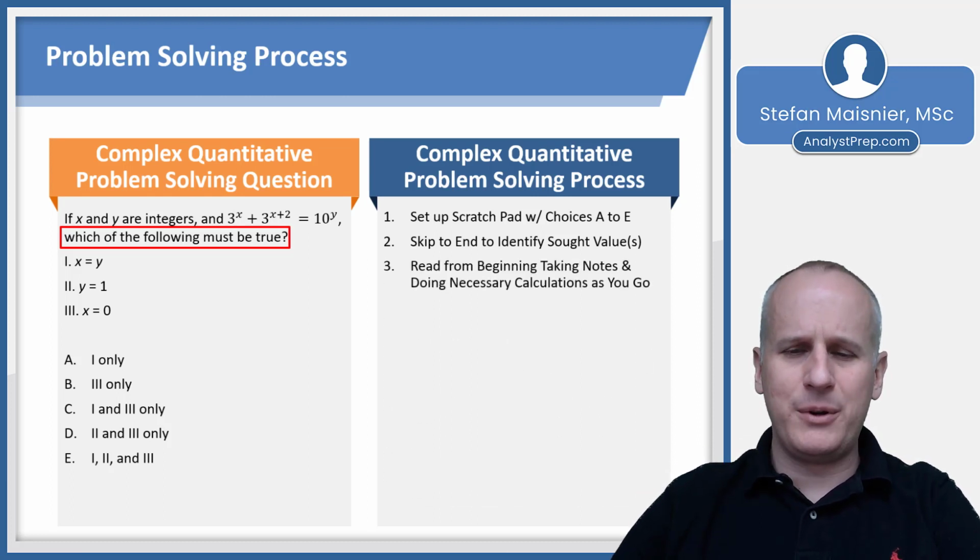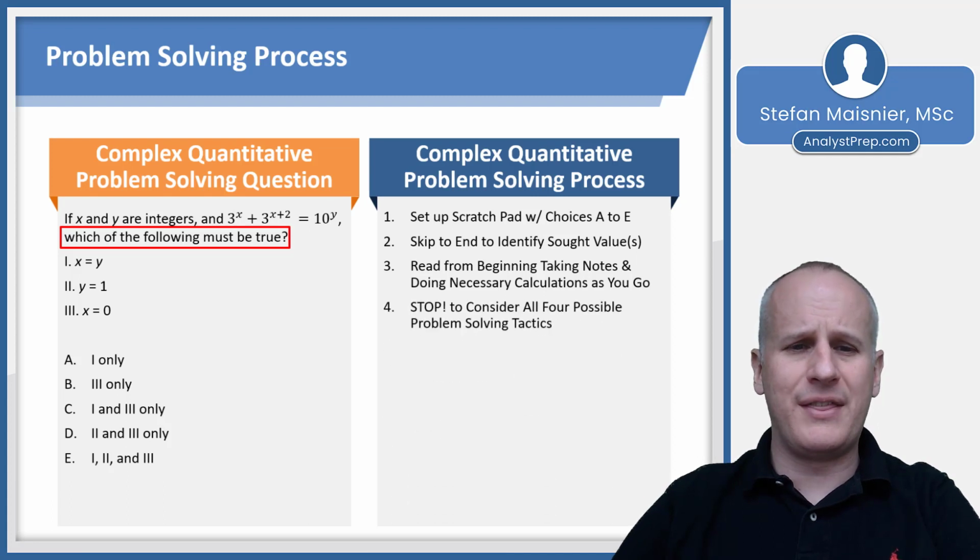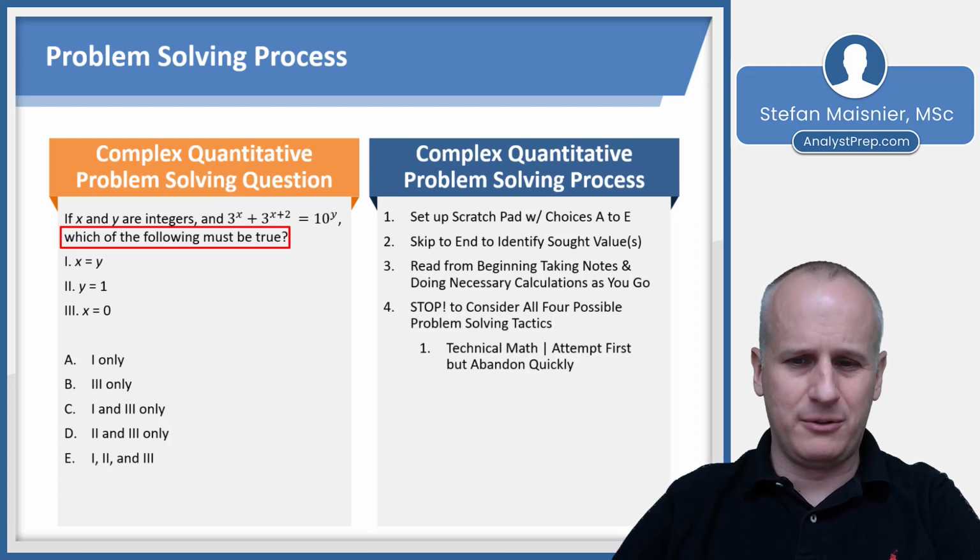So now we read from the beginning, taking notes and doing necessary calculations as we go. And we know that X and Y are integers, so no fractions are allowed. And we learned that 3 to the X plus 3 to the X plus 2 is equal to 10 to the Y. Now we want to consider all 4 possible problem-solving tactics, and we'll spend some time talking about them here in a moment. But first is always going to be the technical math, because if you could do the technical approach, it's probably fastest.